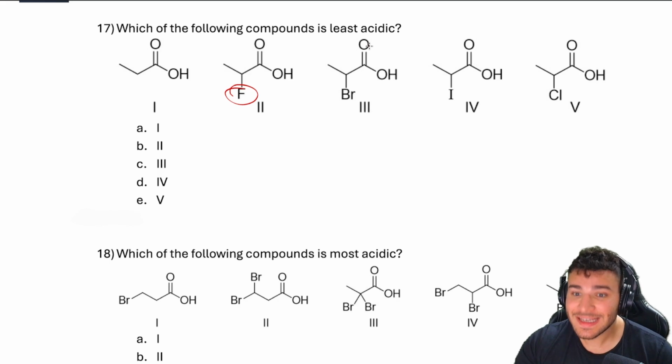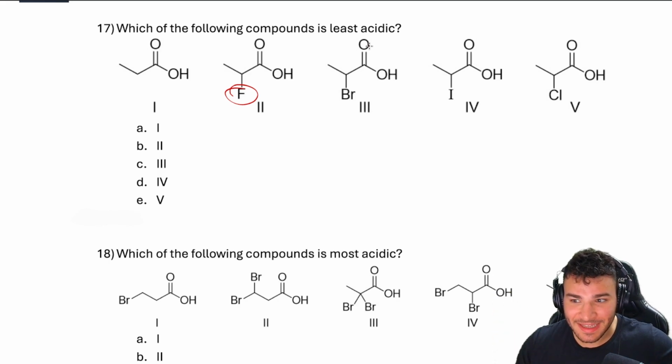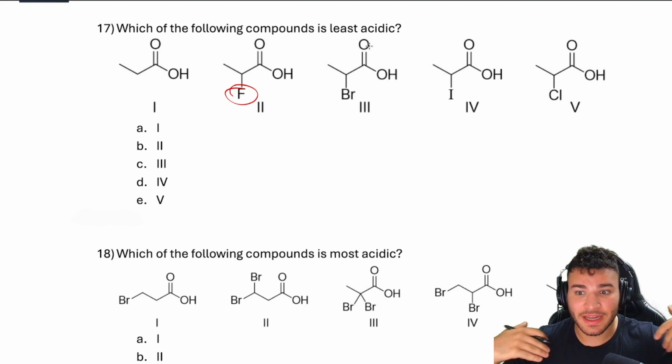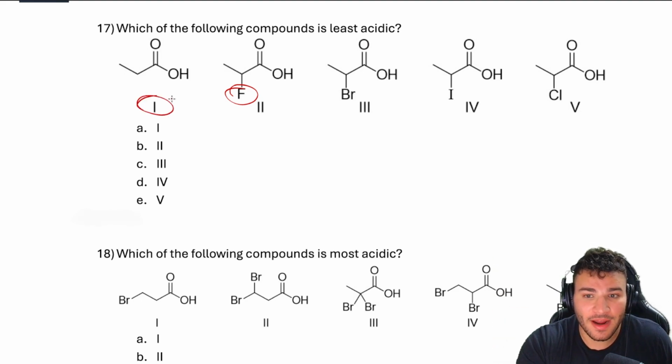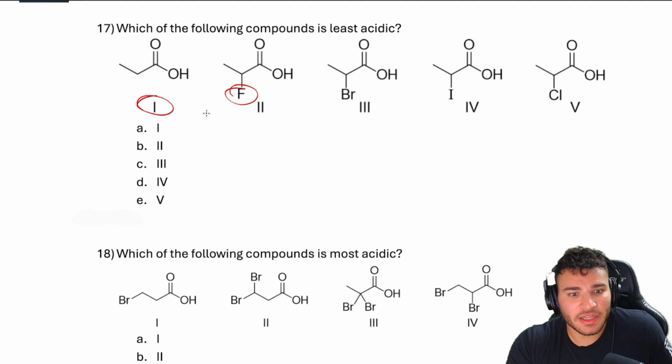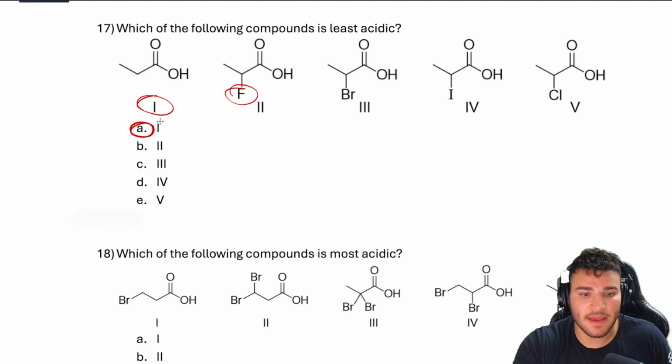And so what is the least acidic? Well, the structure with the least inductive effect, right? The least amount of electronegative groups. And so that's going to be structure 1, right? The one with literally no inductive effect. And so because of that, our answer is A.